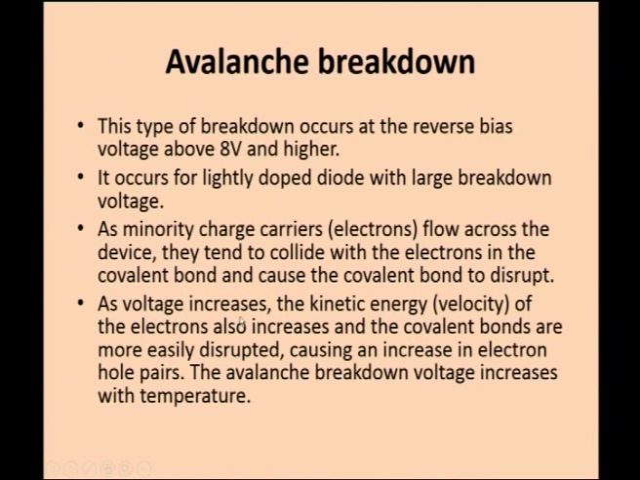As voltage increases, the kinetic energy of the electrons also increases and the covalent bonds are more easily disrupted, causing an increase in electron hole pairs. The avalanche breakdown voltage increases with temperature. So, this has a positive temperature coefficient, whereas the Zener diode has a negative temperature coefficient.